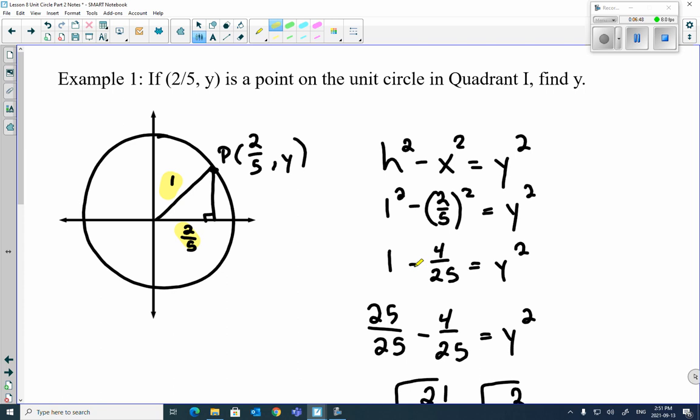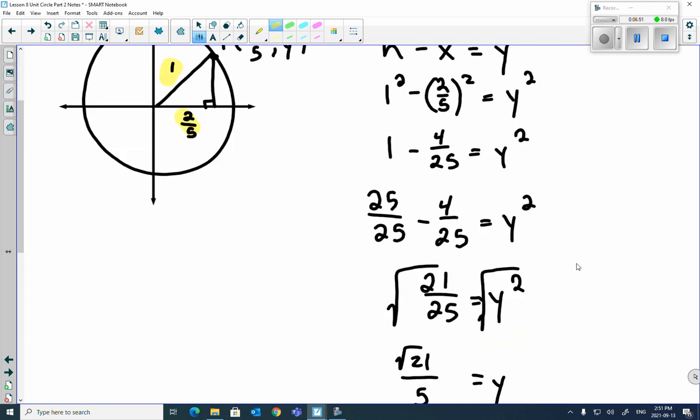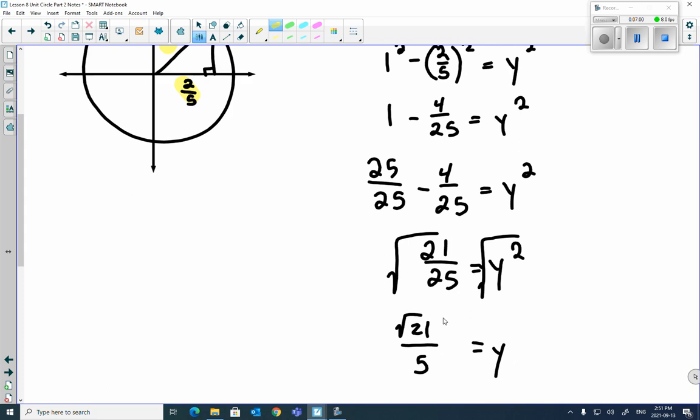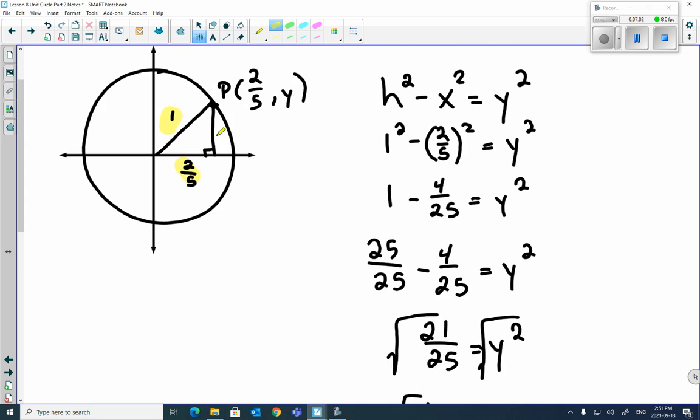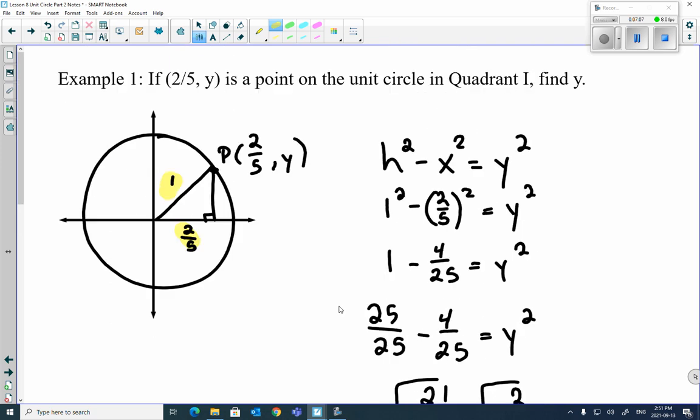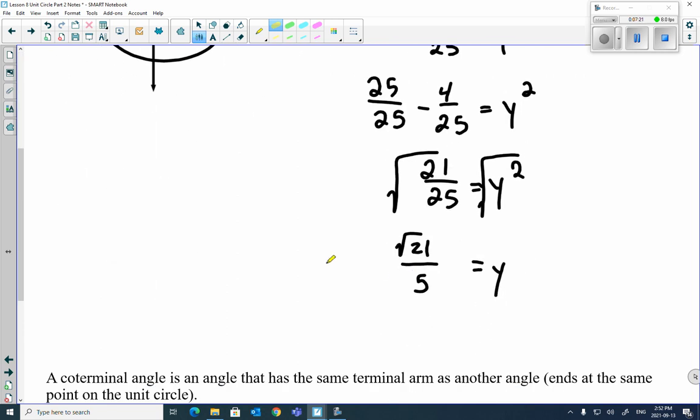So what we do is we just go through Pythagorean Theorem, and we find out that it's the root of 21 over root of 25, right? And we know the root of 25 is 5. Okay, so that's interesting. So the y value in this case is root of 21 over 5. Now, we know the y value could be positive, the y value could be negative, but this one specifically tells us it's in quadrant 1. So we have to make sure our y value is positive. If it said it was in quadrant 4, then all we would do is put a negative in front of this to show that it's negative for that one.